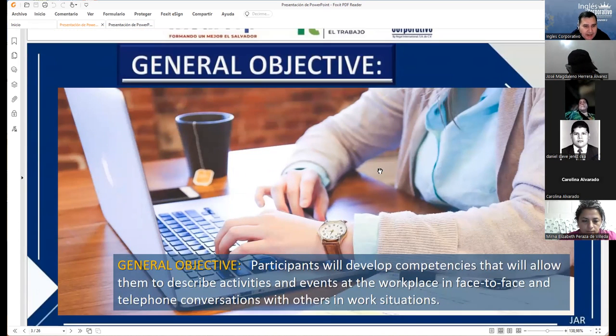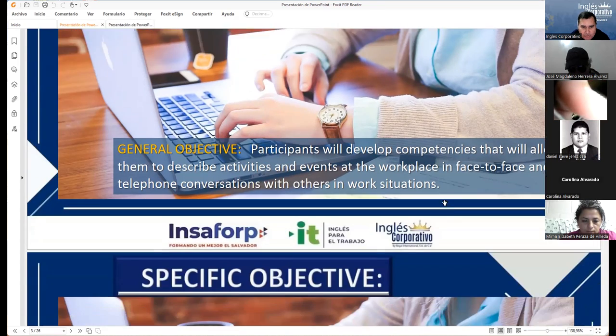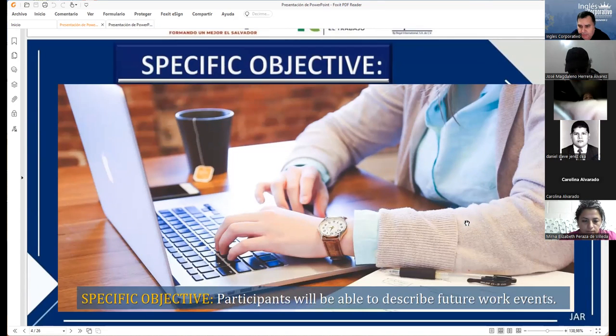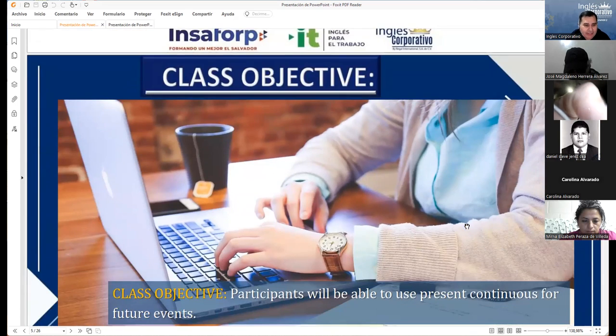Okay. This is the general objective. This is the specific objective. And this is the class objective. Participants will be able to use present continuous for future events.